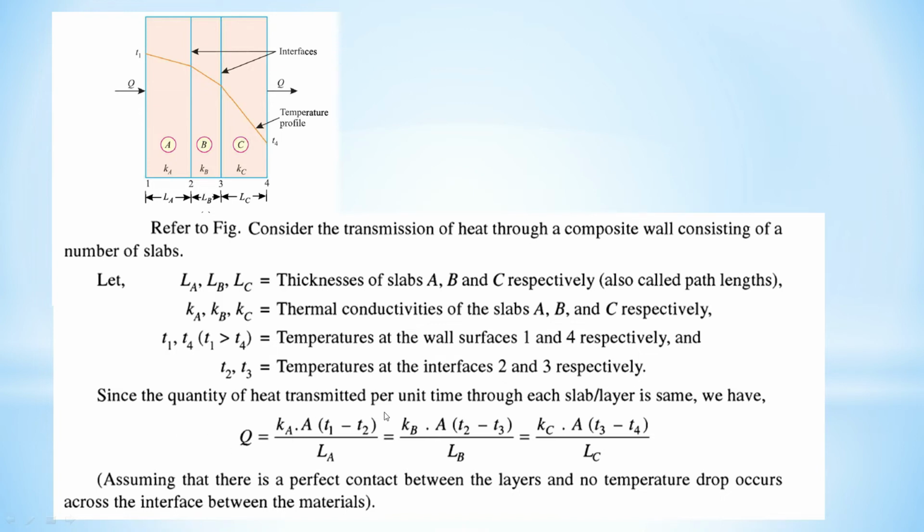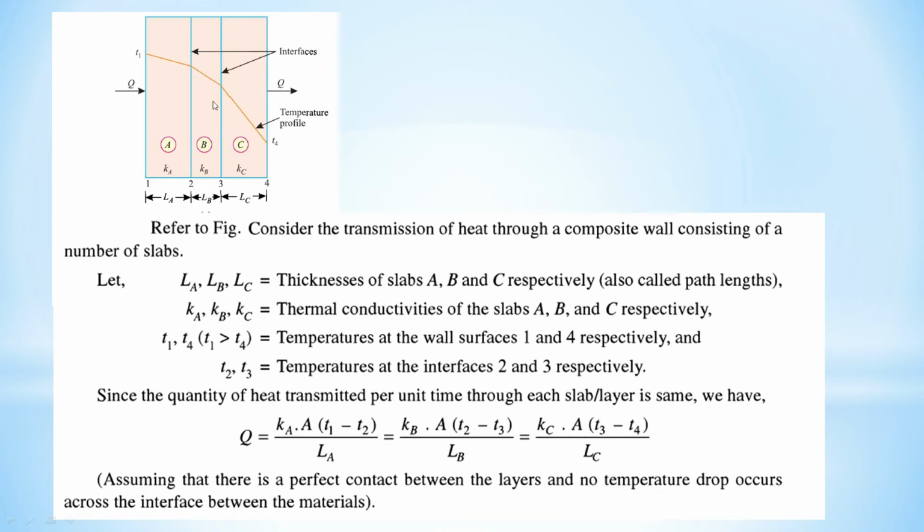Since the quantity of heat transfer per unit time through each slab, each layer, is the same, as per Fourier's law, Q equal to minus K dt by dx, and we apply this equation to each individual layer. So Q equal to minus K dt by dx. For the first wall A, the temperature difference is between T1 and T2, where T2 is the intermediate temperature at the interface. So we are considering T1 minus T2, and the thickness is La, so we are considering La.